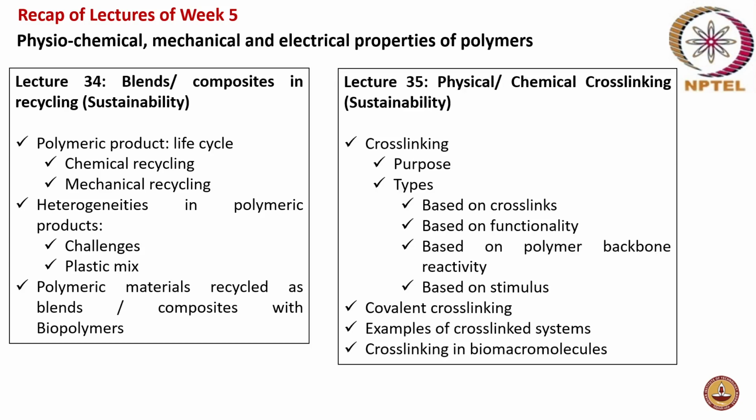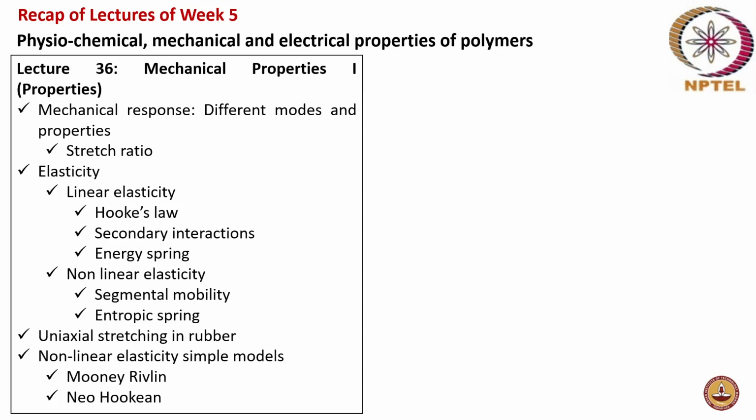Lecture 35 was on physical and chemical cross-linking. So there was a basic discussion on types of cross-linking, and it may be physical or chemical cross-linking based on the functionality, based on the polymer backbone reactivity, based on stimulus. And then covalent cross-linking was discussed, and examples of cross-linked systems, and then cross-linking in biomacromolecules. So these were all discussed.